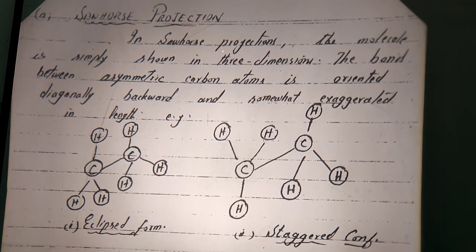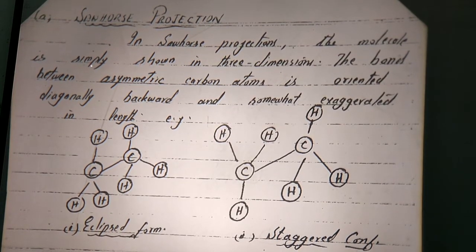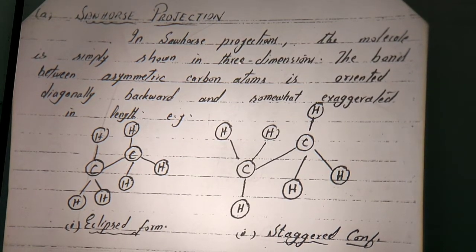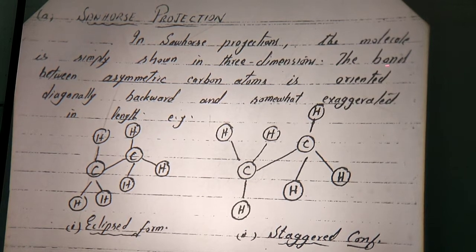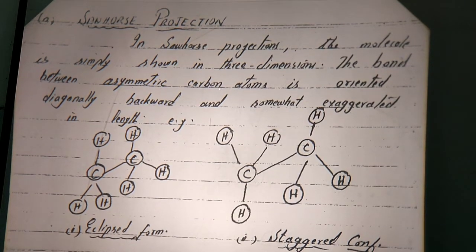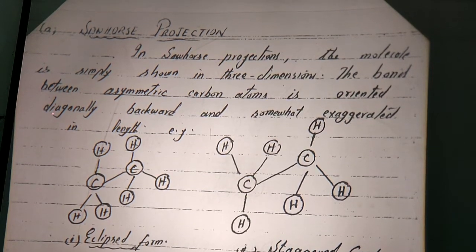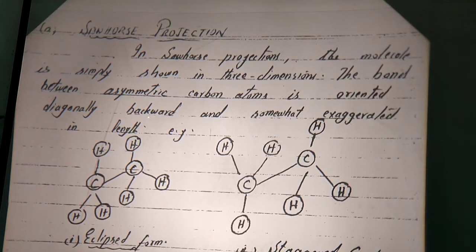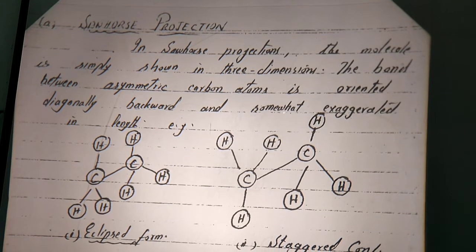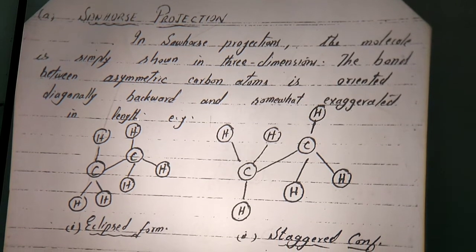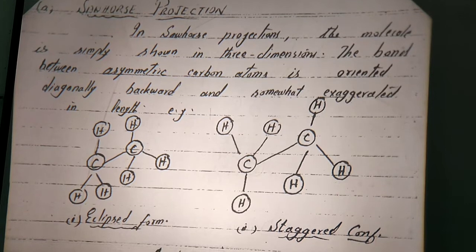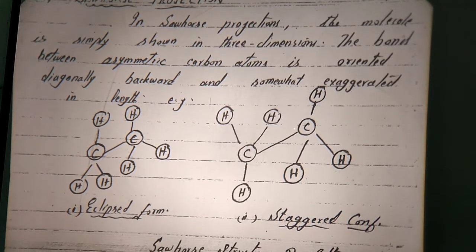In the Sawhorse projection, the molecule is simply shown in three dimensions. The bond between the asymmetric carbon atoms is oriented diagonally, toward the background, and somewhat exaggerated in length. Now you can see this is the eclipsed and this is the staggered conformation.